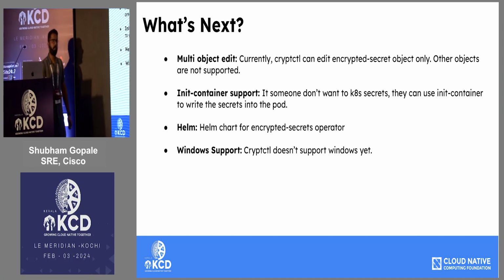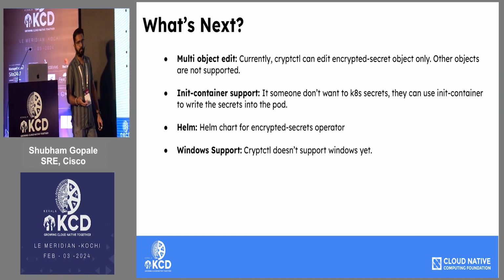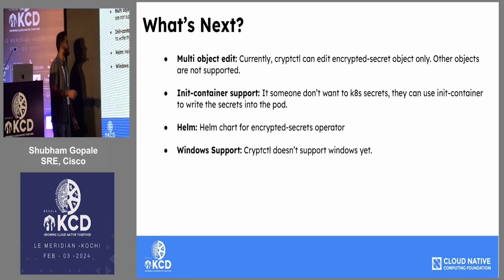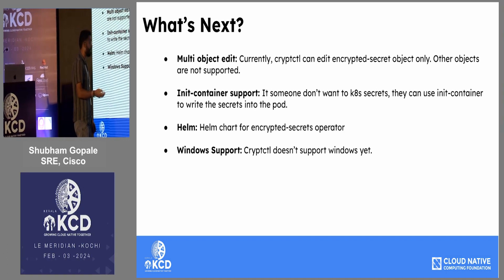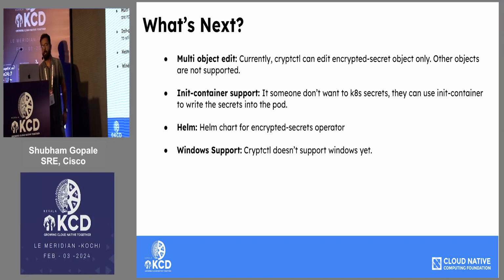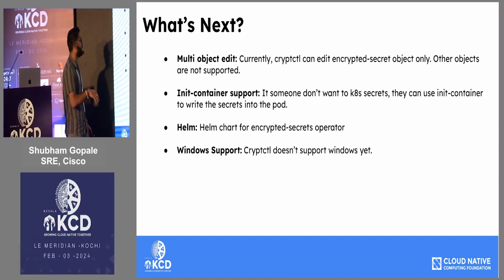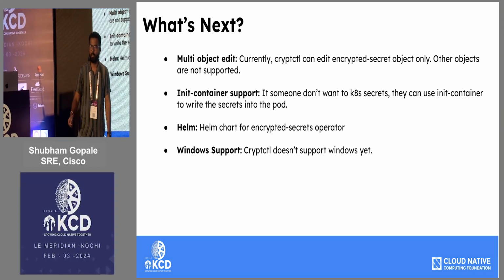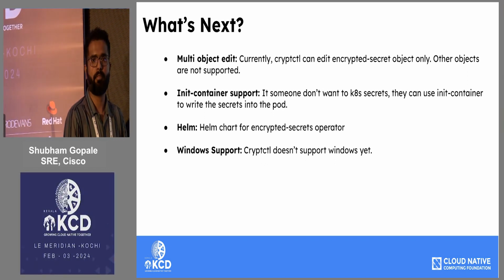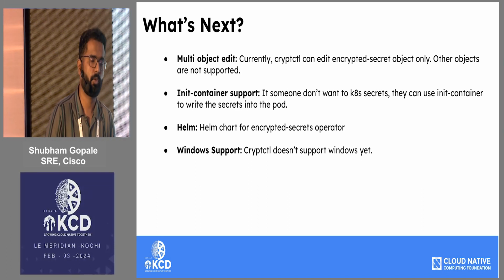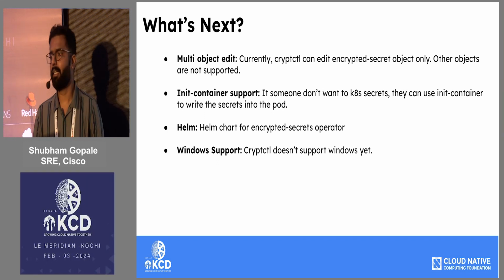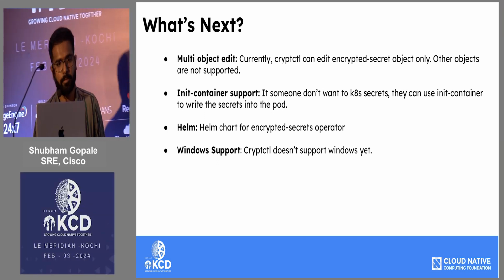Helm chart, obviously. I don't have any Helm chart for it right now. It's just one Kubernetes manifest with all your CRDs and these things. So the Helm chart will be coming next, and then Windows support. Most people use Linux and Mac. The binary is getting built for Windows, but cryptctl doesn't really support it right now. The default editors and the rendering of the manifest in the text editor when I run cryptctl edit are a bit different on Linux and Mac than on Windows. So it currently doesn't support it, but I'm working on it.